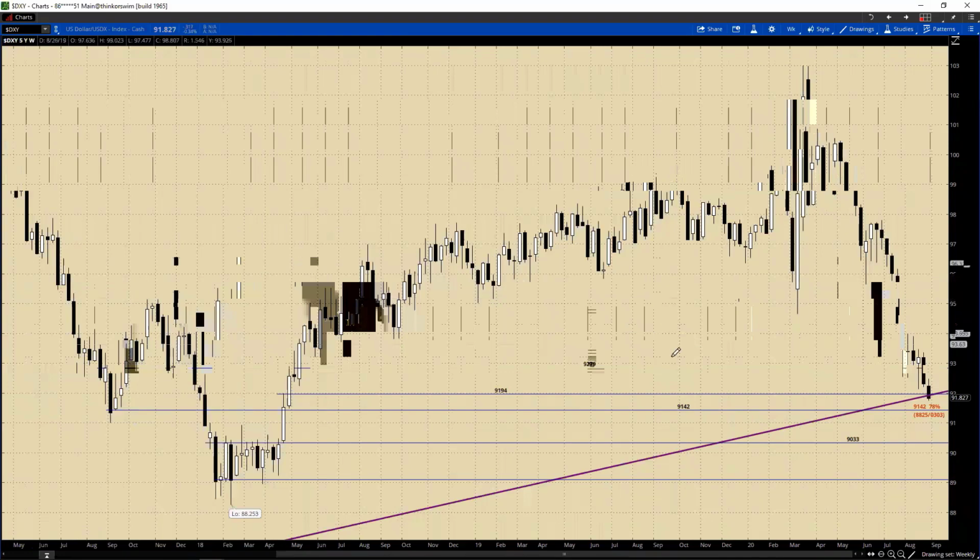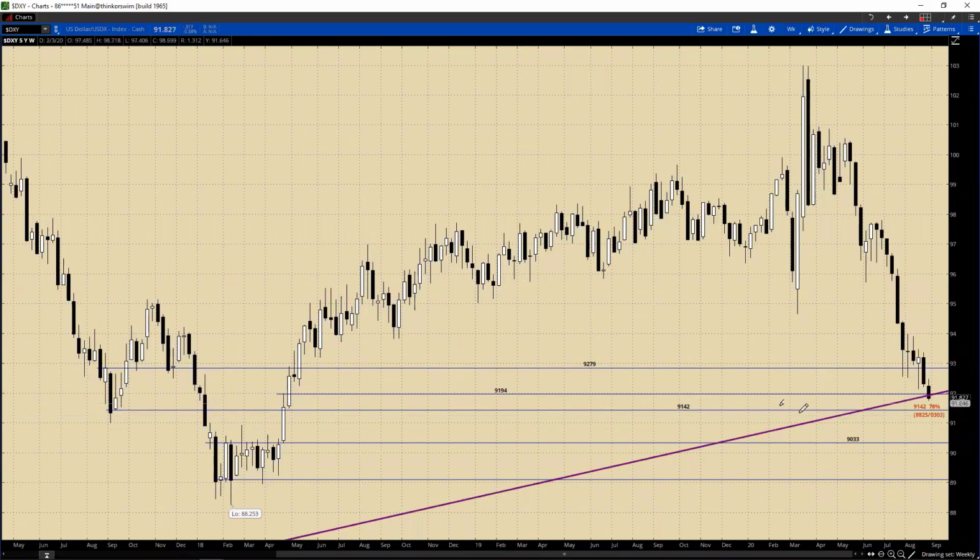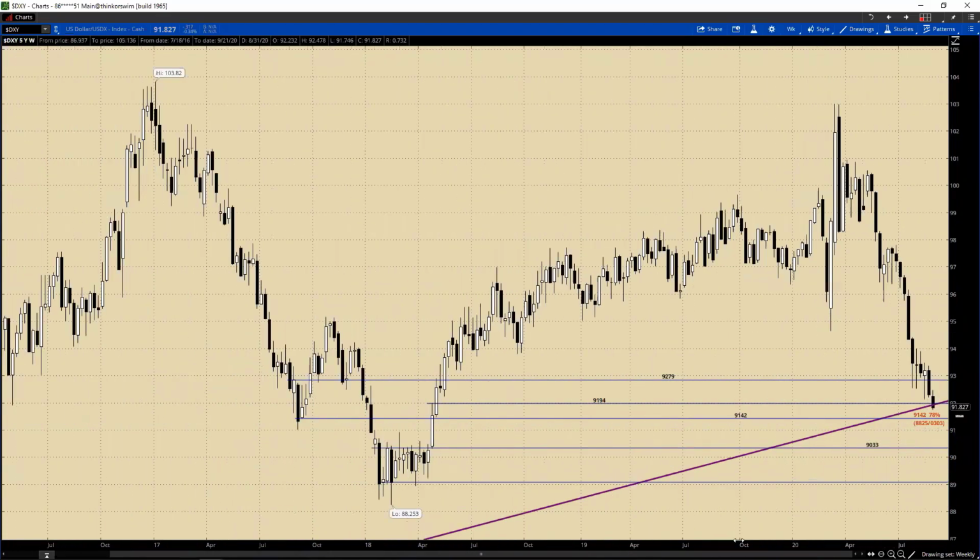Yesterday we had our bias chart support at 91.94. I think today we have it down here at 91.42, in confluence with the 78% of 88.25 down here, all the way up to 103.03. We haven't got there yet. I'm surprised we haven't pushed even lower, but we are essentially right on this trend line.